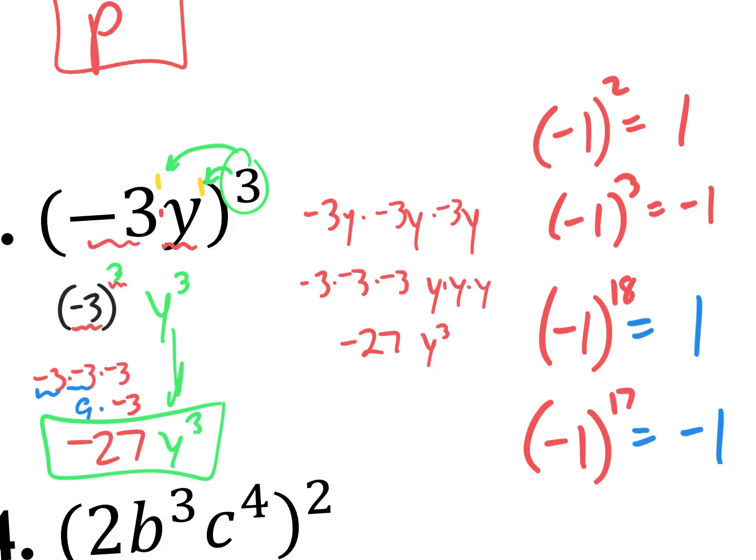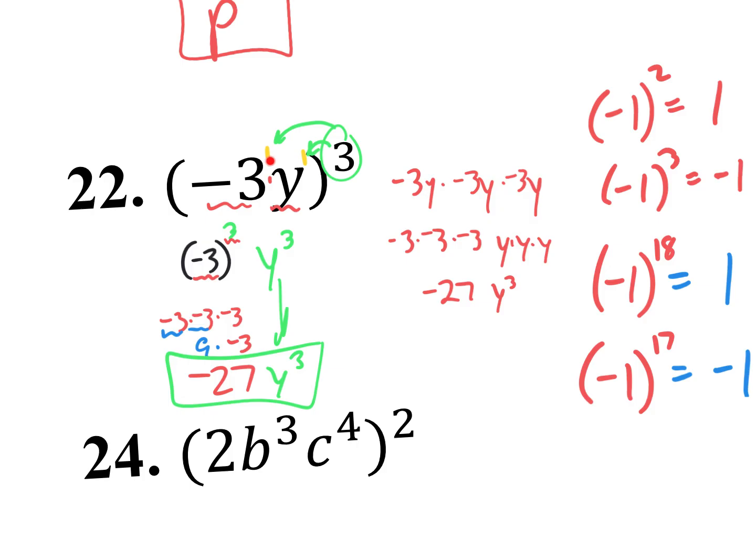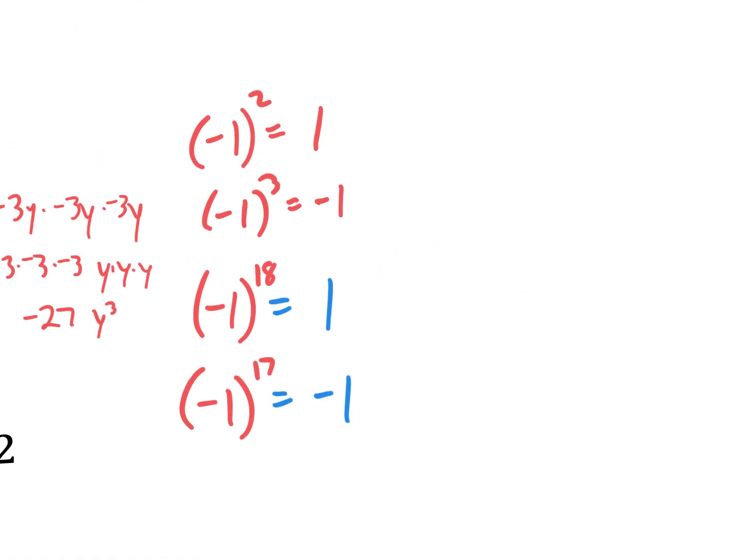Does that make sense? So going back to this guy right here, if you're confused about that negative sign, you could just say a negative term to an odd power is going to be negative. And then you don't have to worry about the negative anymore. You could distribute 3 to the third. That's 3 times 3 times 3, it's 27. And y to the third is y to the third. Okay. Does that make sense? Let me do another question that's kind of like that one.